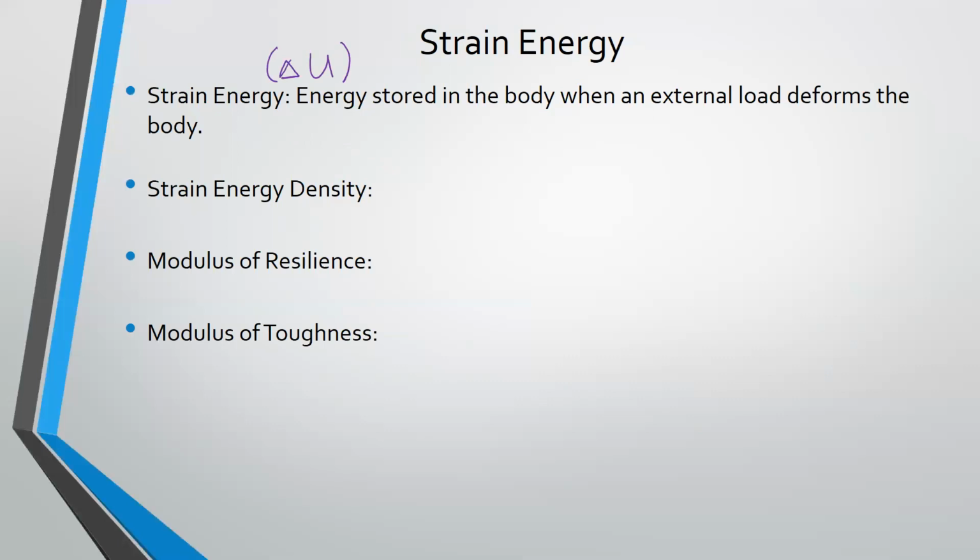But perhaps an even more useful quantity than an absolute value of strain energy is the strain energy density. And we refer to that with a little u. That little u is the strain energy divided by the volume over which it occurs. So the energy that's absorbed divided by the volume in which it's absorbed gives us the strain energy density. Just like stress, we took a force and normalized it by an area. Here we're taking an energy and normalizing it by a volume to get more meaningful information out of this.